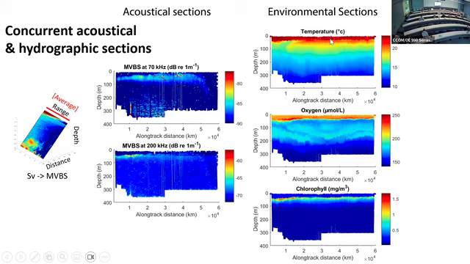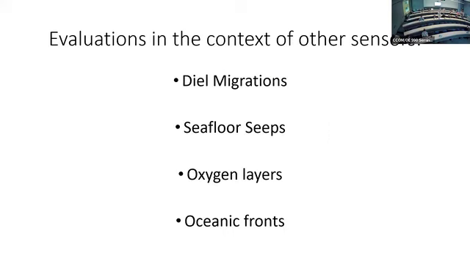So you can see temperature, we can see this really intense front and this kind of entrained layer. In oxygen, you can make out the water mass structure in this environment. This data was in the Baltimore Canyon, offshore Maryland. And in chlorophyll, you can see the chlorophyll layer corresponds quite well to the distribution of the scattering at 200 kilohertz.